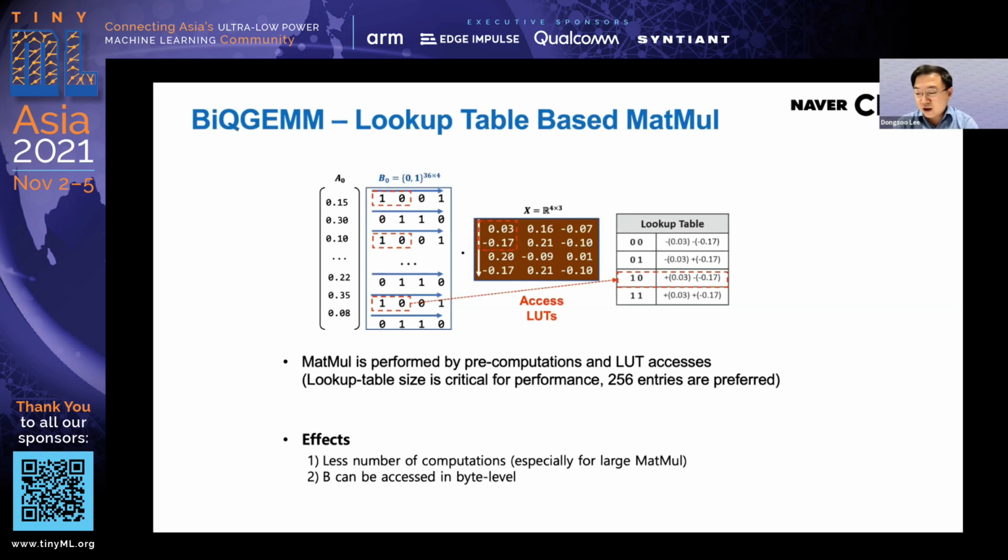So from our technique, we have 2 positive effects. First, if we have a large number of rows in a weight matrix, then the lookup table method demands a smaller number of computations. Second, now we can access the binary matrices in bi-level.